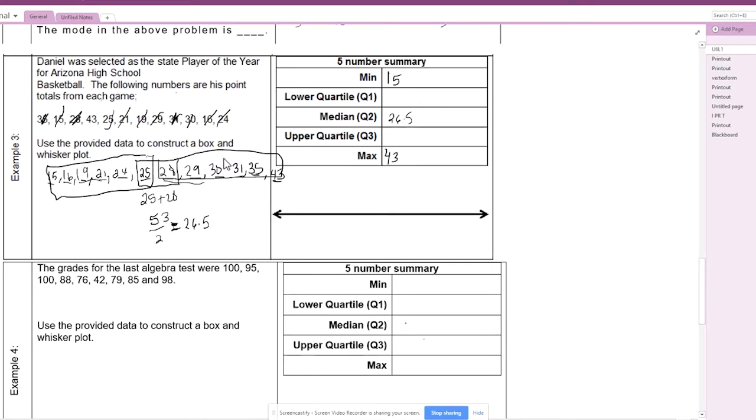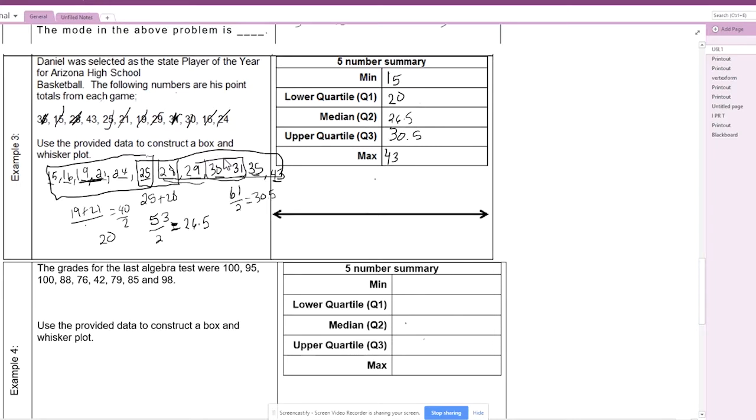All right, so we have 19 and 21. So that's 19 plus 21 is 40. And then we divide by 2 and we get 20. So our lower quartile is 20. Our upper quartile, 30 through 31. So that's 61. Divided by 2 is 30.5.